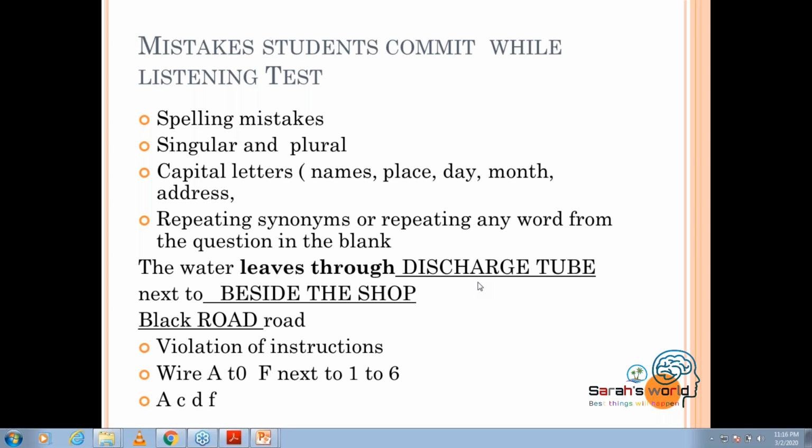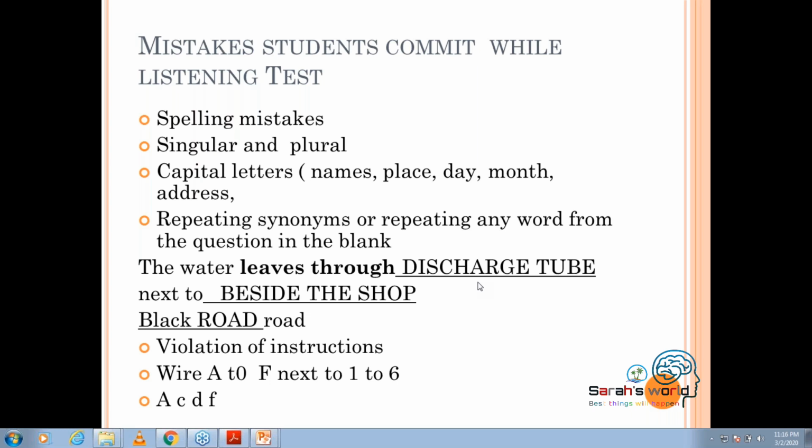Capital letters: for certain areas we need to write the starting letter capital. Names need a capital starting letter. Raj means R capital. Places, Bombay is B capital. Day means Monday, M capital. Month is April, A capital. Address is Black Street, B capital and then S capital. So there are certain words where you need to write the starting letter capital. Rest all the starting letters have to be small letters.